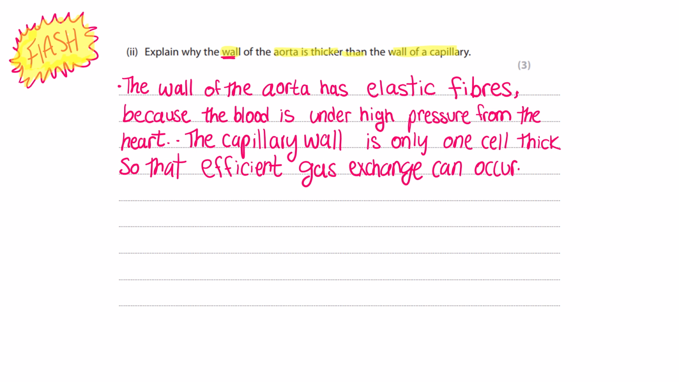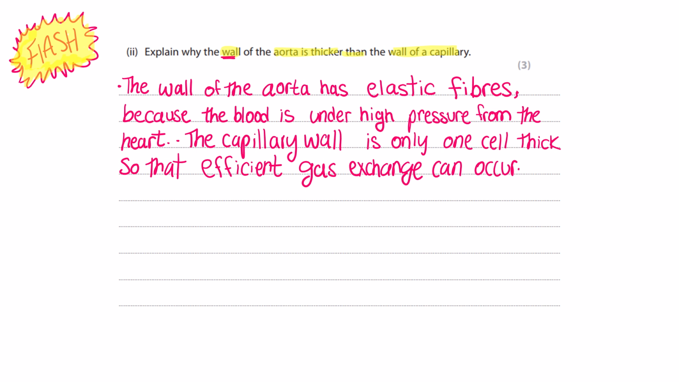Now, this question is a repeated question in GCSE and A-level, so make a flashcard of it. So, explain why the wall of the aorta is thicker than the wall of the capillary. Well, the wall of the aorta has elastic fibers because the blood is under high pressure from the heart. Remember that the aorta, so A equals away, because the aorta is going to pump blood away from the heart.